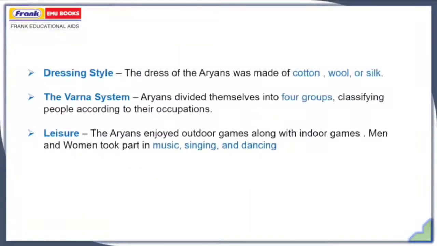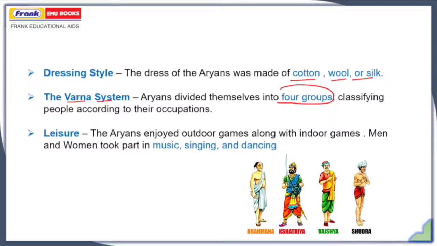Now coming to the dressing style, the dressing style of the Aryans was made up of cotton, wool and silk, unlike the Harappan civilization where they were so much dependent on cotton. Now the most important social feature, that is the Varna system. The society was categorized into four groups, classifying people according to their occupations. These four groups were Brahmanas, Kshatriya, Vaishya and Shudra.